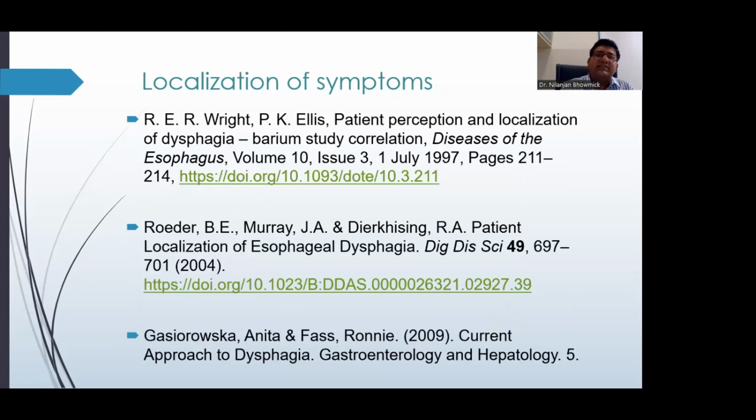There are a few studies which have tried to determine the accuracy of localization of symptoms by the patient. The net result of all of these studies is that patients can reasonably accurately localize oropharyngeal dysphagia to the oropharynx, but not so much for esophageal dysphagia. So what are the symptoms of oropharyngeal dysphagia?